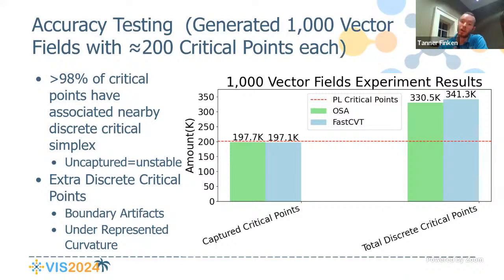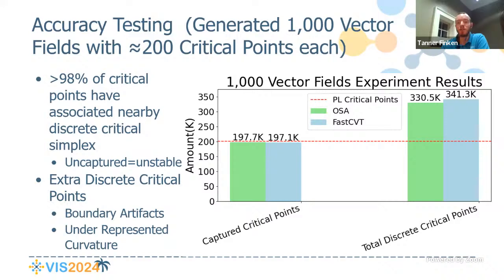line. On the left, we see both algorithms performed well in capturing the majority of critical points, with a discrete critical point generated nearby to capture it. The ones that weren't captured, we saw them to be unstable, meaning a little bit of perturbation would eliminate the PL critical point. On the right, the total number of discrete critical points generated by both algorithms was a little bit less than double the number of piecewise linear critical points.